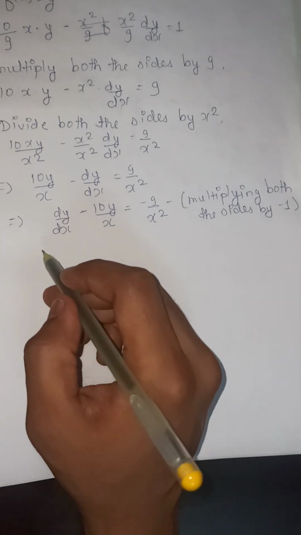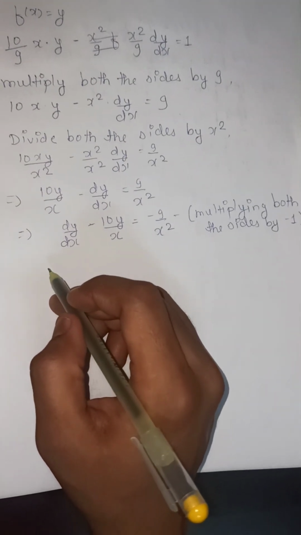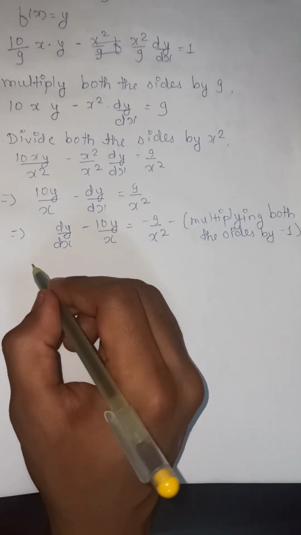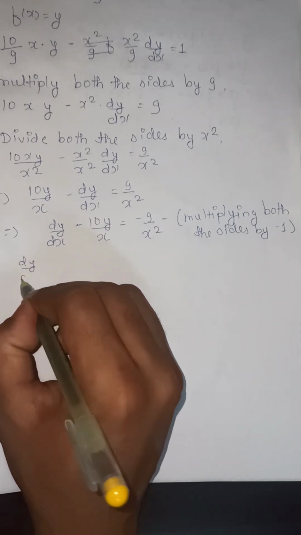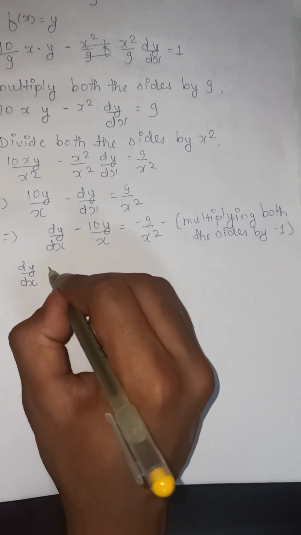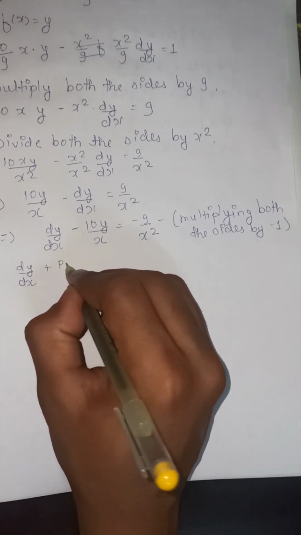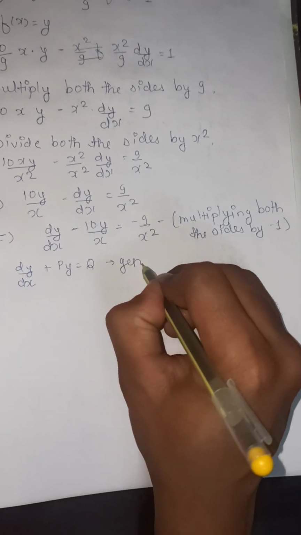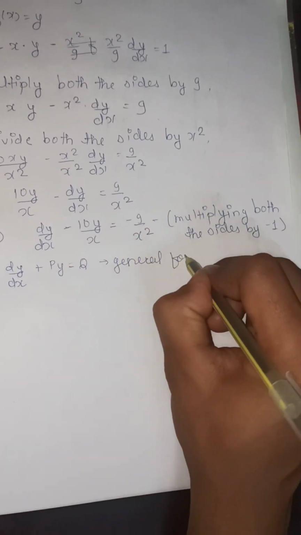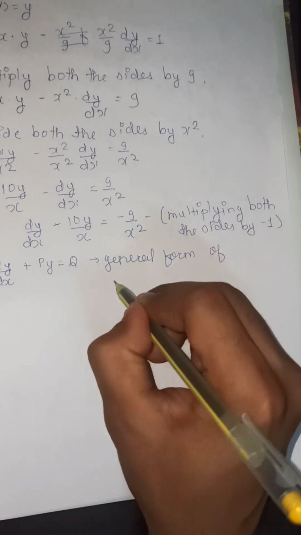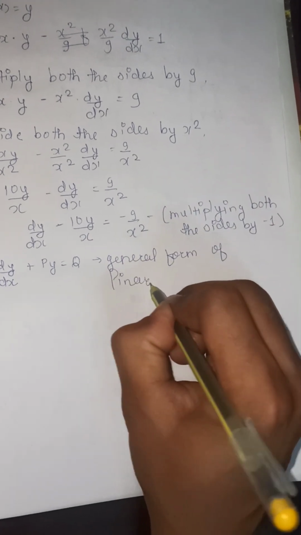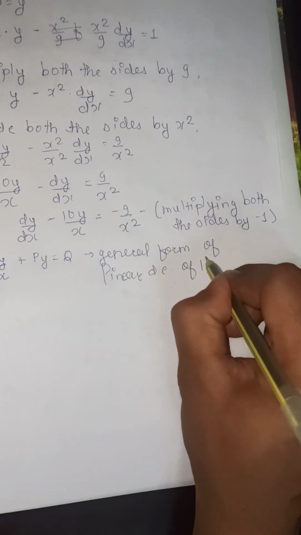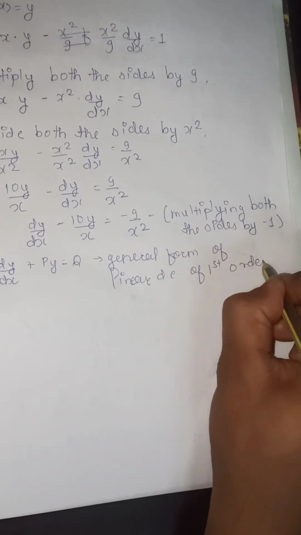So the general formula for finding an integrating factor for a linear differential equation of this form, so general form is dy by dx plus py is equal to q. This is the general form of linear differential equation of first order, right?